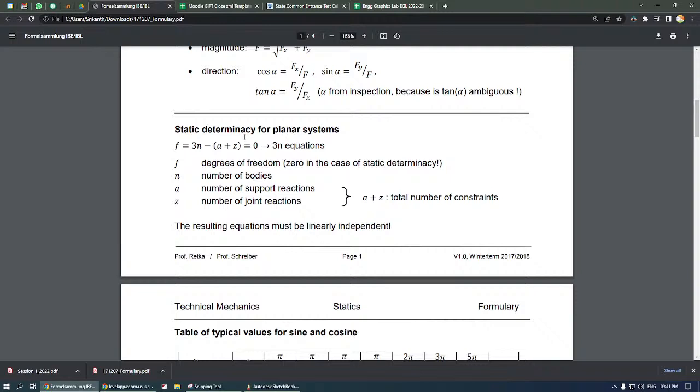Then you have static determinacy in planar systems. If you want to find degrees of freedom or links, this is from kinematics. So the number of bodies, number of support reactions, number of joint reactions.